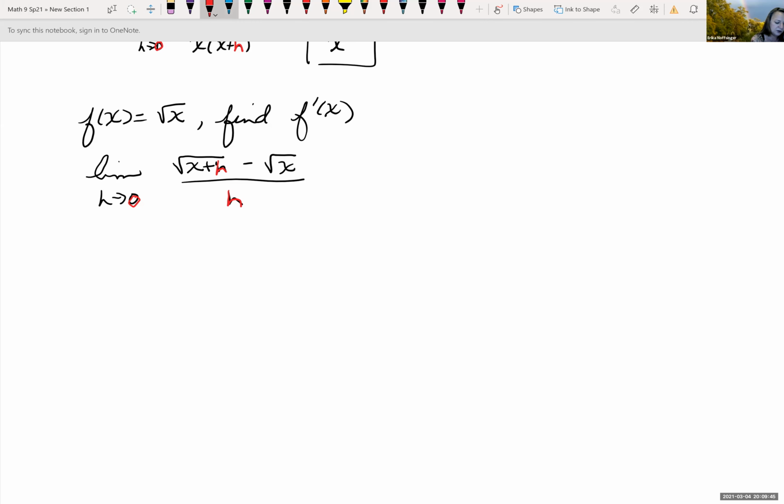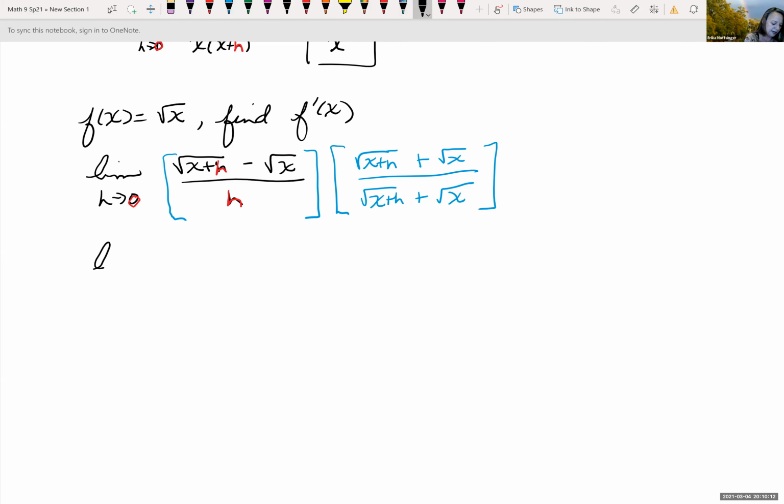Well, this has radicals in it. So one way to manipulate it is to multiply through by the conjugate of those radicals. And I'm going to use that as my fancy one. So I'm going to look at the square root of x plus h, change the sign in between the radicals, plus the square root of x, all over the square root of x plus h plus the square root of x.